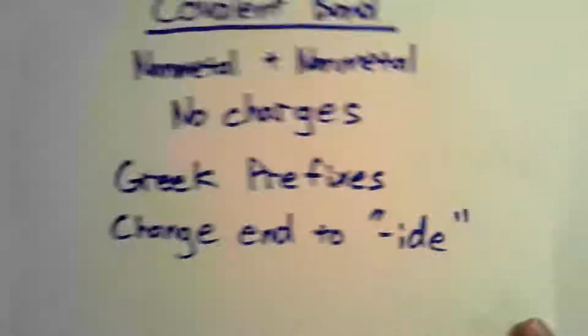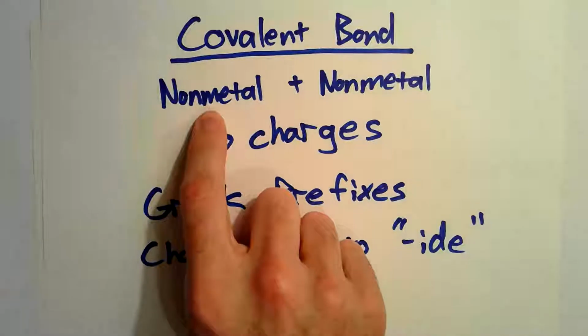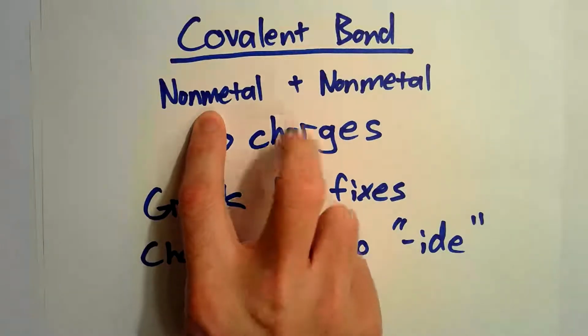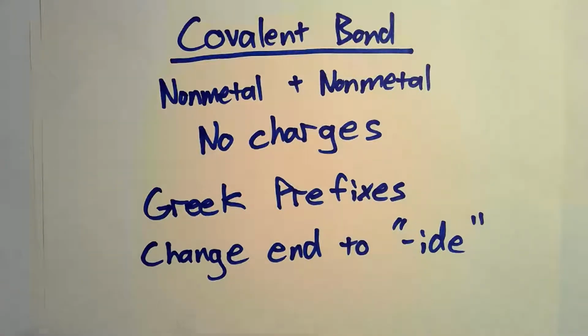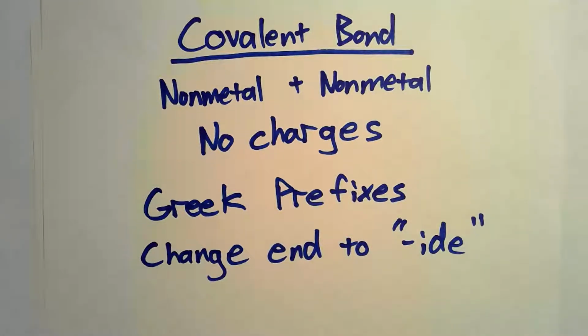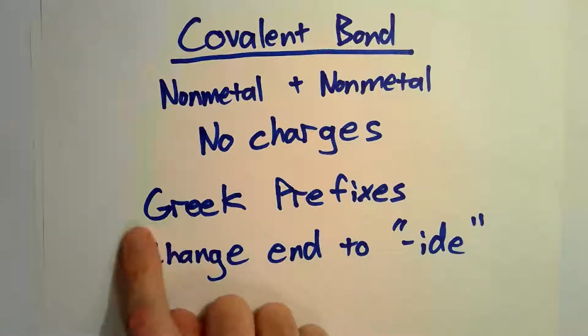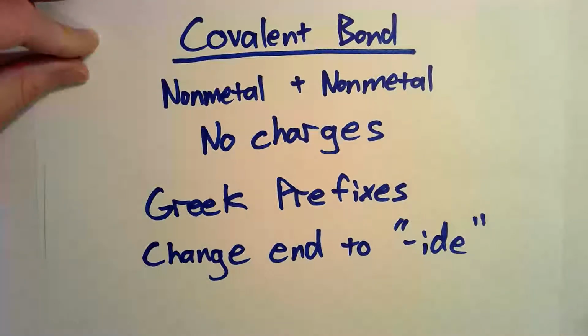So in a covalent bond, there's some things different, some things similar. There will be a nonmetal plus a nonmetal that will actually share their electrons instead of just attracting to each other. So they will not have any charges. We'll use these Greek prefixes to see how many of each atom there is, and we'll change the ends to "ide" still. Now these Greek prefixes can be found here.